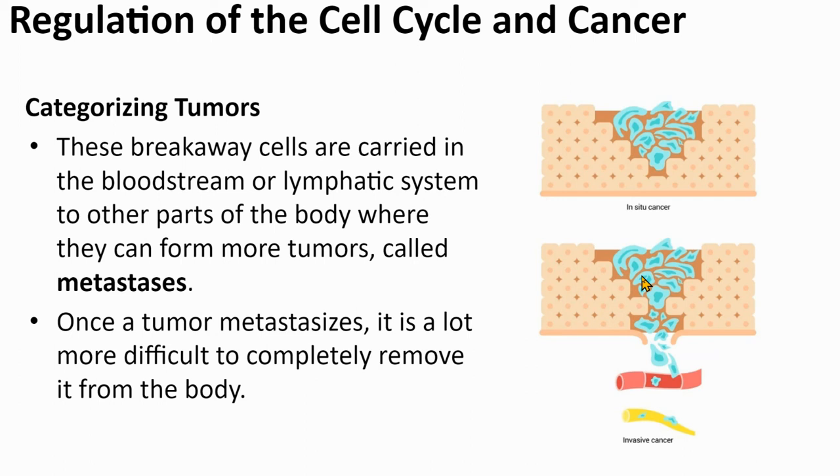These breakaway cells are carried in the bloodstream or lymphatic system to other parts of the body where they can form tumors called metastases. Once a tumor metastasizes, it is a lot more difficult to completely remove it from the body. So that's when you get to stage 3 and stage 4 cancer. So that's invasive, right? So this is where it's intact, and this is where it's not intact.